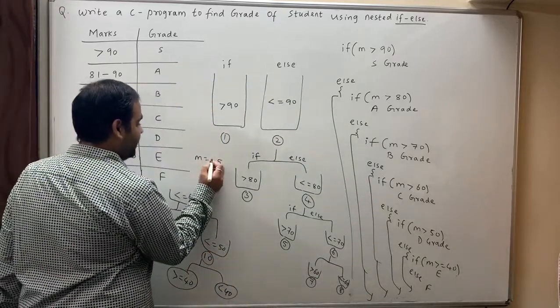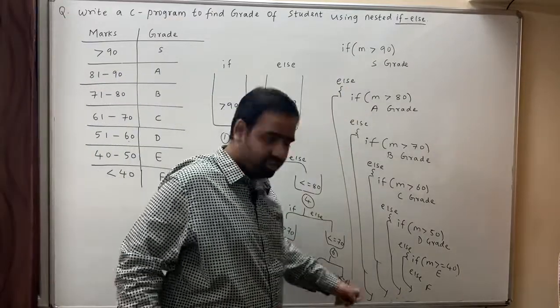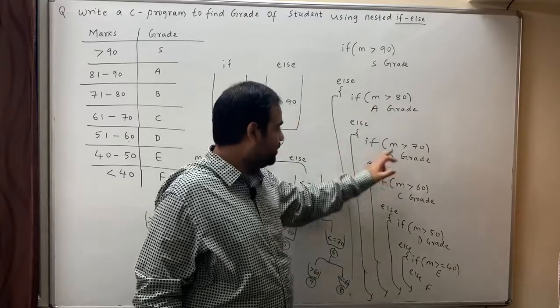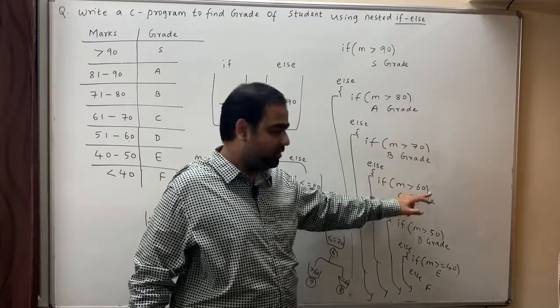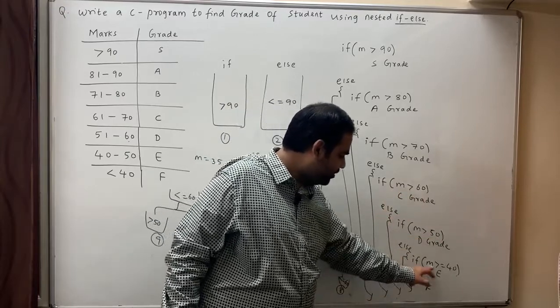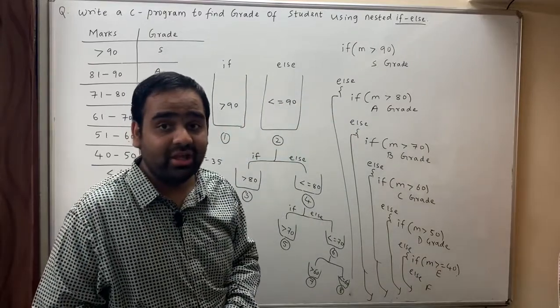Now let me say it has 35. 35 greater than 90 is false, this else should be evaluated. 35 greater than 80 is false, this else should be evaluated. 35 greater than 70 is false, again this else. 35 greater than 60 is false, again this else. 35 greater than 50 is false, again this else. 35 greater than or equal to 40 is false, again this else, and it says it has an F grade.